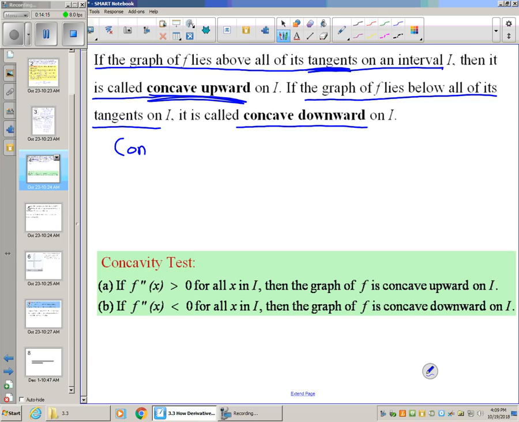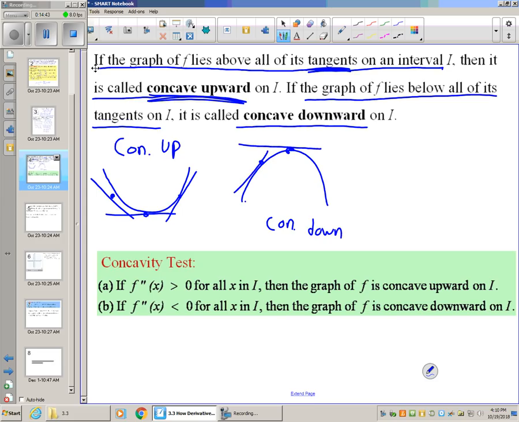All right, so here is concave up. This means that our function looks like it is almost a smiley face, if you want to think of it that way. But every single tangent line that I were to draw, my graph is going to lie above it. Okay, this is concave up. Concave down is the reverse. All of the tangent lines on this graph are going to lie below it.